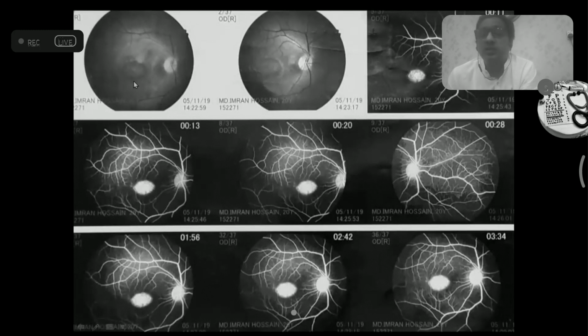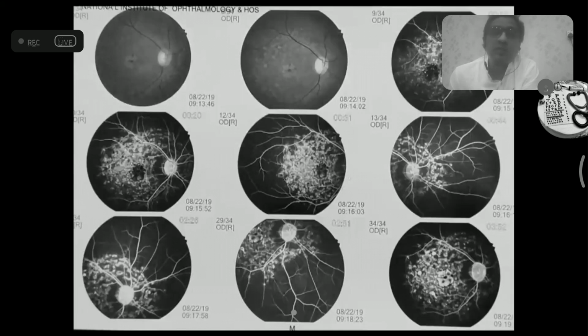This is Stargardt macular dystrophy. There is retinal pigment epithelial atrophy, and the intensity and size are the same. This is due to the window defect. It is a very good example of window defect in Stargardt macular dystrophy.